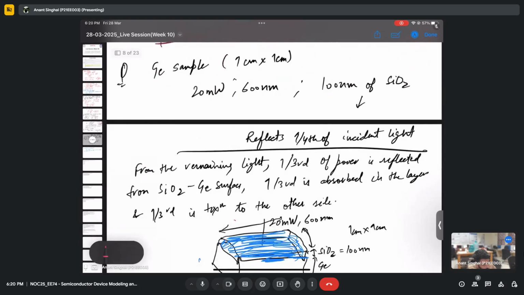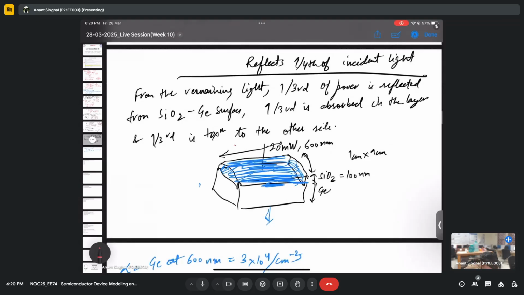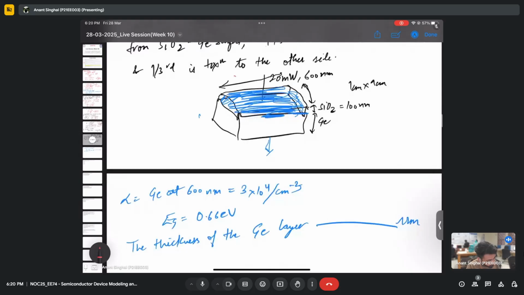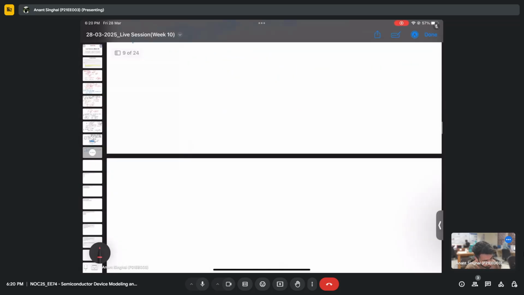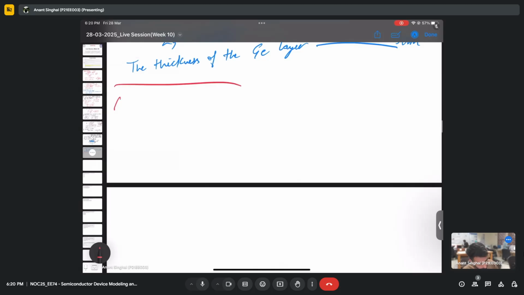So let's try to do it one by one. Again, it is given that the total incident power, sorry, not energy but power, is 20 milliwatt. It is saying that from the lossless layer, 1/4 is reflected back.